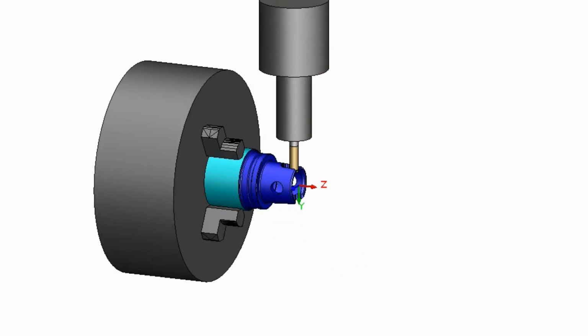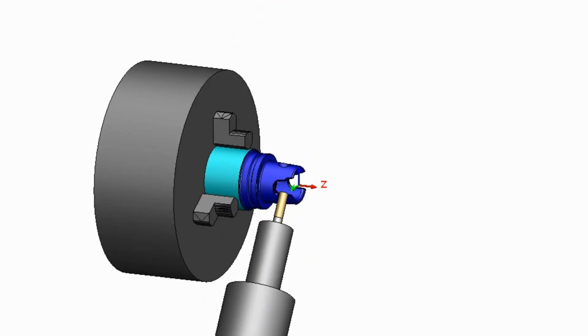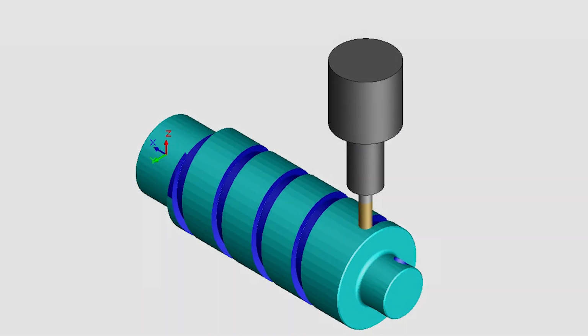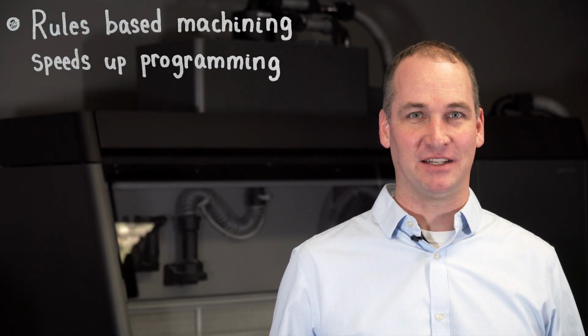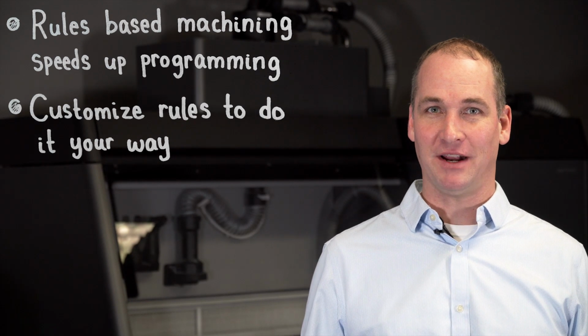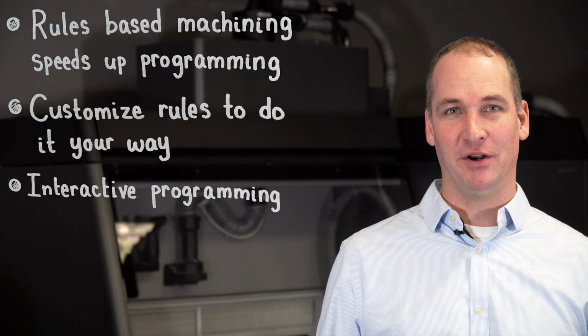CAMWORKS powers SOLIDWORKS CAM, so if you have CNC programming needs beyond the included 2.5-axis capabilities, things like you're seeing here, you can always upgrade. You'll learn how SOLIDWORKS CAM uses rules-based machining technology to speed up programming, how these rules can be customized to match your shop practices, and finally, how we can program interactively.